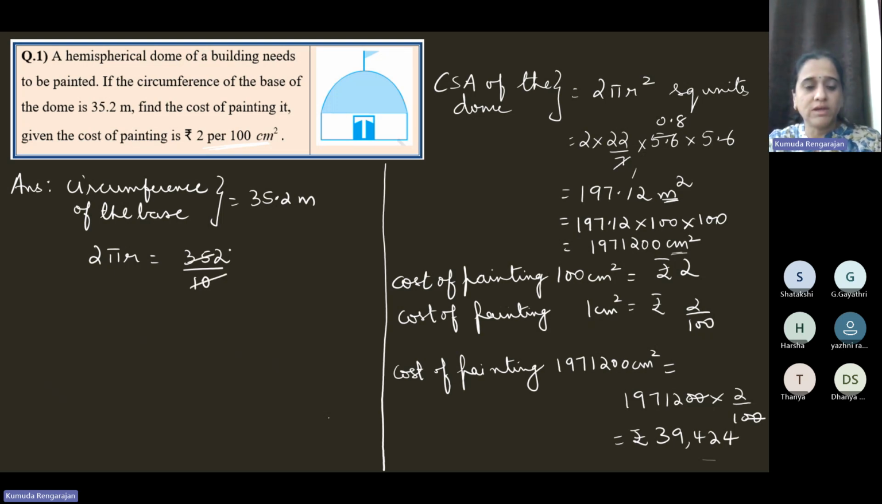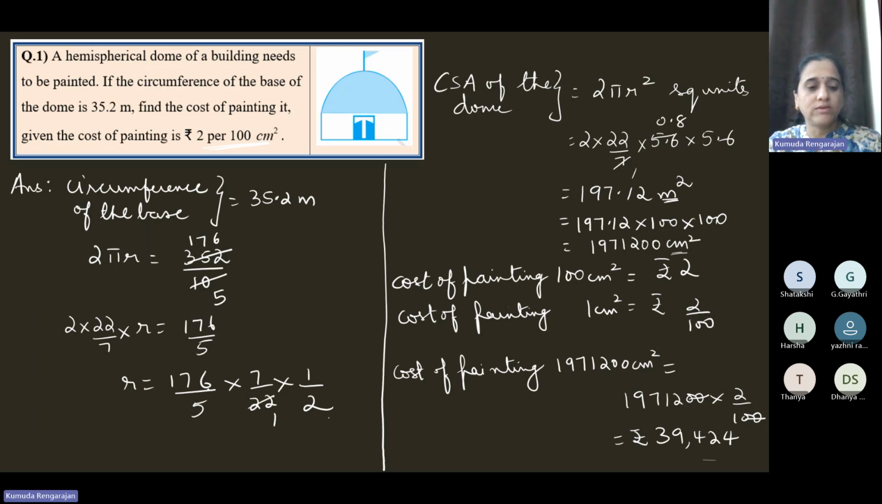So 2 how many times? 2 ones are 2, 7 twos are 14, 6 times and 5, correct? So now next step, 2 into 22 by 7 into R is equal to 176.5. So R is equal to 176 by 5 into 7 by 22 into 1 by 2. So 22 ones are, and it will be 8 times.